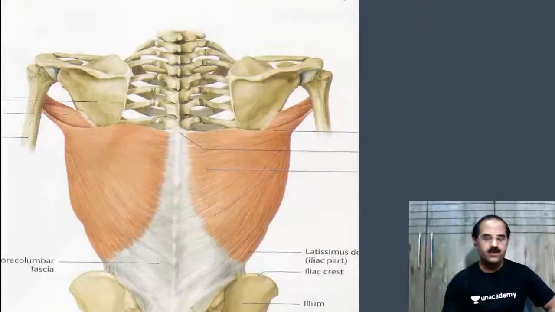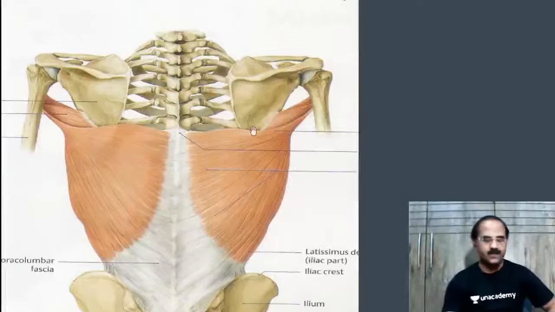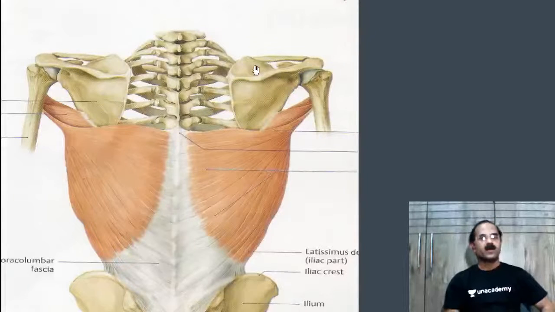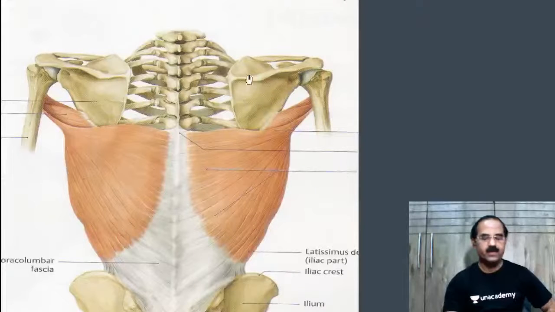Now coming to this, what is this surface of the scapula? That's the dorsal surface of the scapula. That's the spine of the scapula. What is this fossa known as? This is the supraspinous fossa, and this is known as the infraspinous fossa.